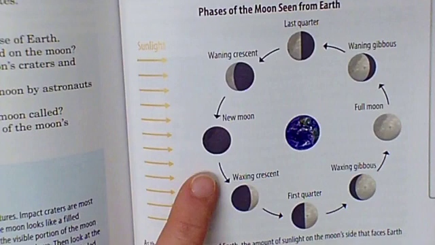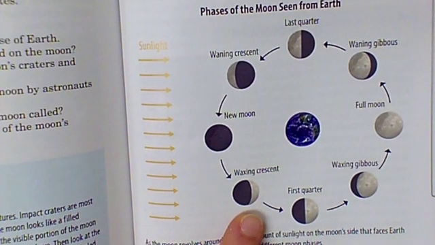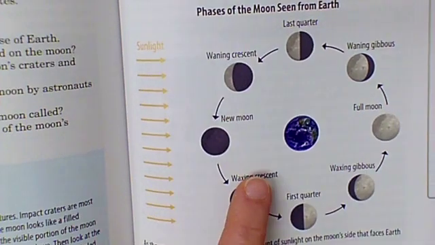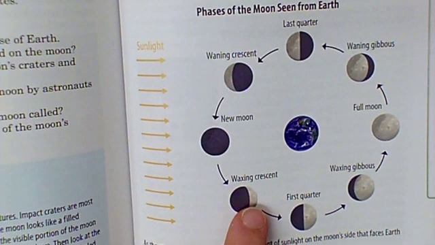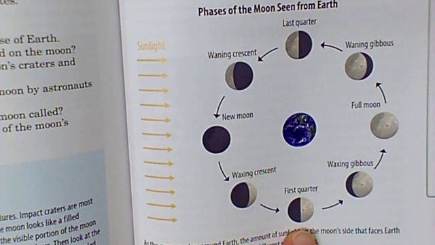Now, as it goes around the Earth, it starts to wax. It starts to get larger, and we have a waxing crescent. This is a crescent moon. It's getting larger, so it's a waxing crescent. And we would see a sliver to the right in the sky. It then goes to first quarter. For the first quarter, we see like a half of a moon.